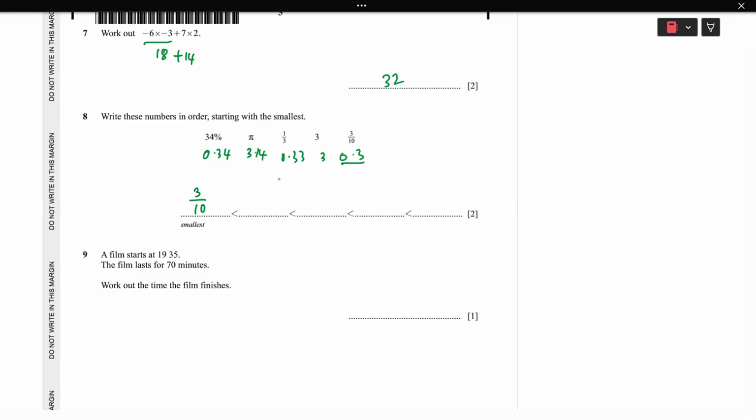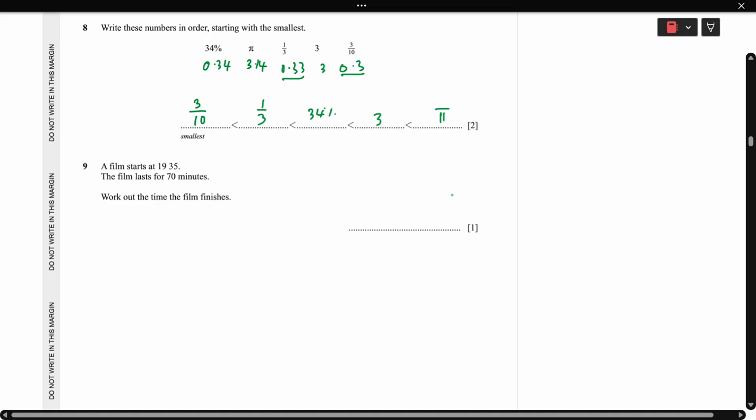Next, the next highest one is 0.33, which is 1 by 3. The next highest one is which one? Yeah, here 0.34, which is 34%. The next higher one is going to be 3, so we'll write 3. Next is 3.14, which is going to be pi.